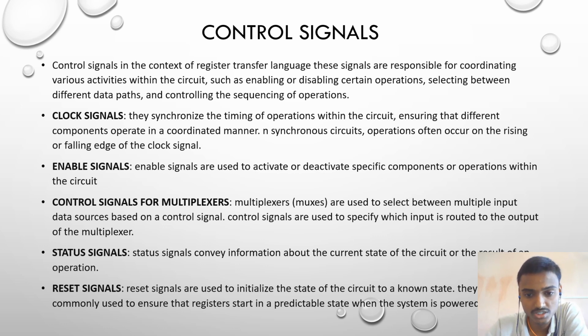It includes synchronous circuits. Operations often occur on the rising or falling edge. It includes the rising edge, 1, and the falling edge, 0. Between 0 and 1 it plays. Next one is the enable signal.